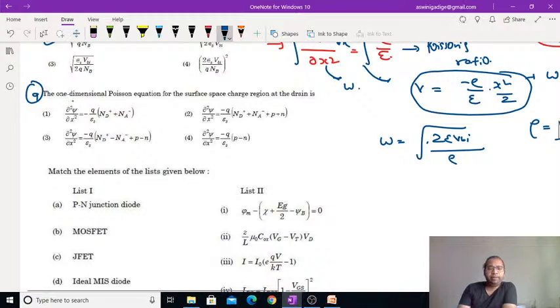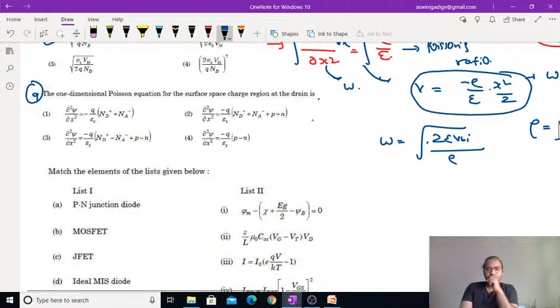And next, coming to the 9th one, the one-dimensional Poisson equation for the surface space charge region at the drain is, okay, so at the drain they are asking. So the first point here is that if you are taking the drain, it comes under the FET family. That means it has the source, drain and the substrate. Source and drain are one type of extrinsic semiconductor, and the substrate is another type of extrinsic semiconductor.